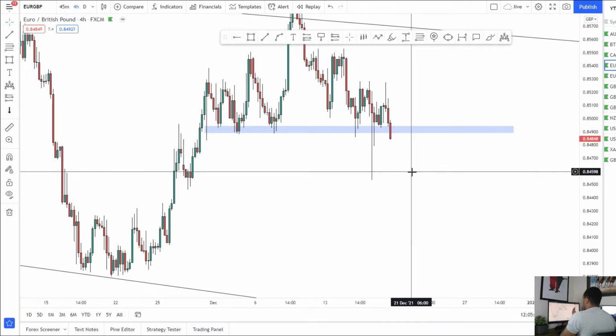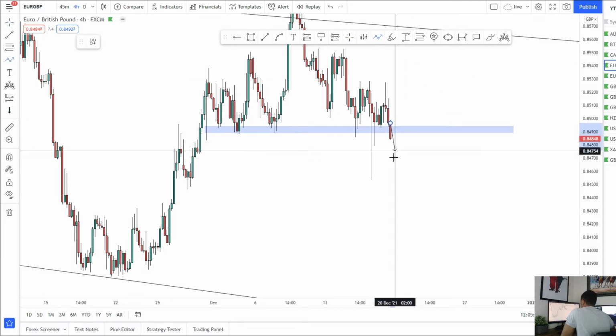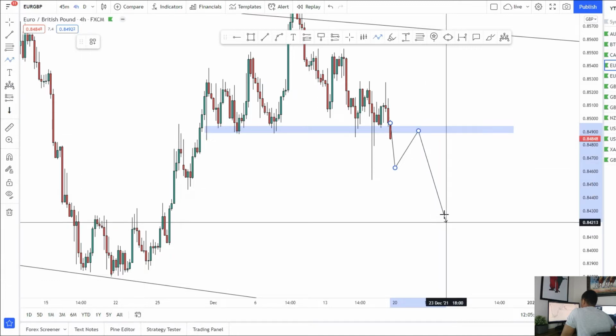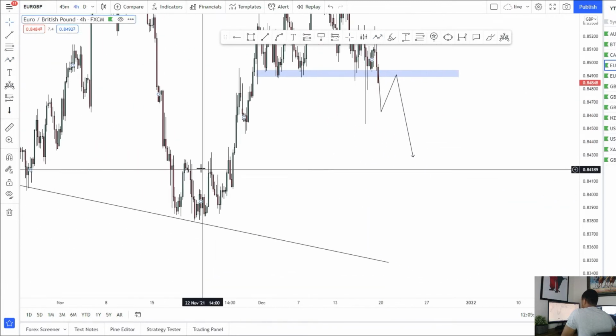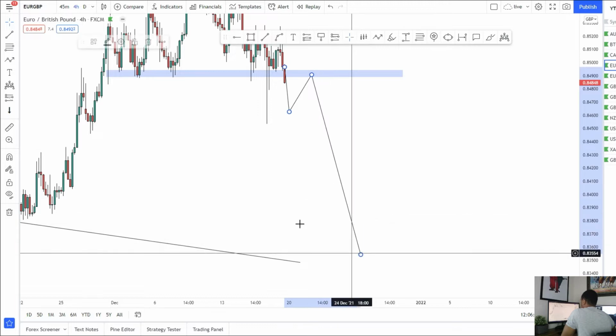Again, not the most convincing break. Want to see price push a little bit further than that, retest it, and then the sells will definitely be onto the downside for Euro Pound. So you could target the trend line all the way down here.